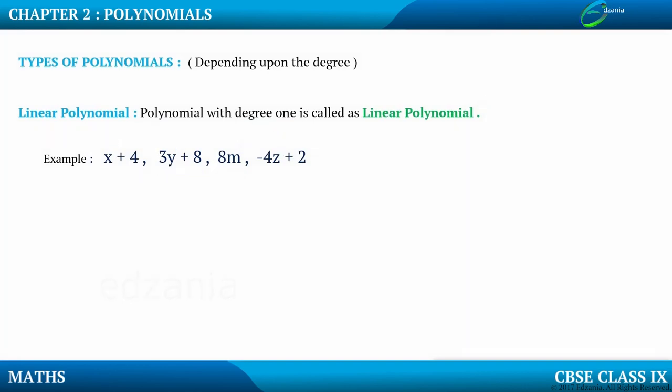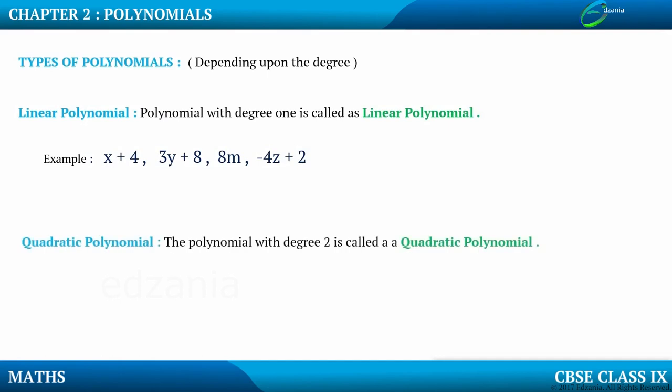Now, let us move on to the second type of polynomial, quadratic polynomial. The polynomial with degree 2 is called a quadratic polynomial. Degree 2 means that the highest power has to be 2. So, let us see some examples. Here are a few examples. Again, let me concentrate on the first one.